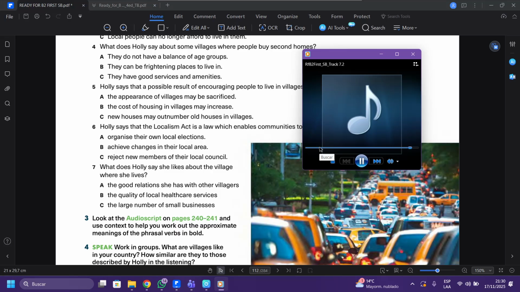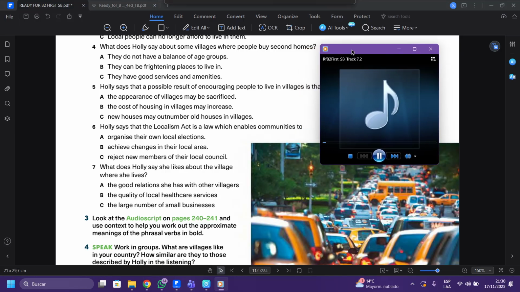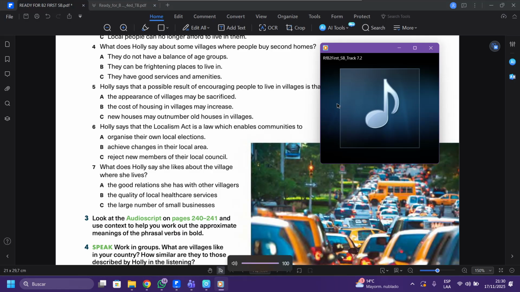I enjoy living there. It helps that I've set up a small gardening business, so that puts me in contact with others. And I know most people in the village, at least to say hello to. I'm on friendly terms with everyone. Sounds ideal. You will hear part of a radio interview with a woman called Holly Ridge, who is writing a book about villages. For questions 1 to 7, choose the best answer, A, B or C.